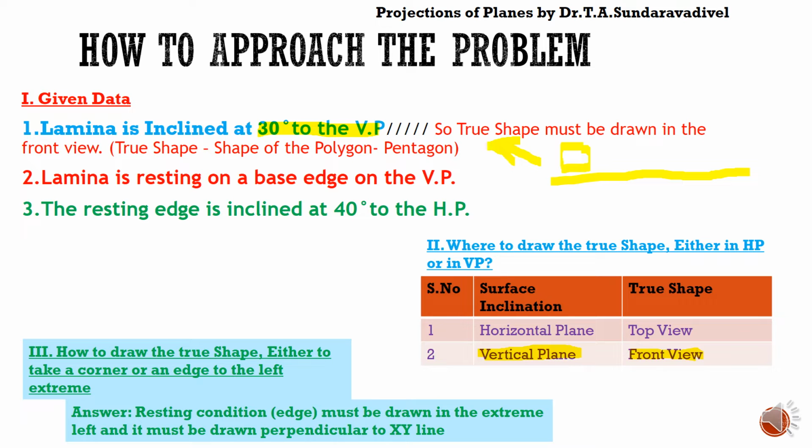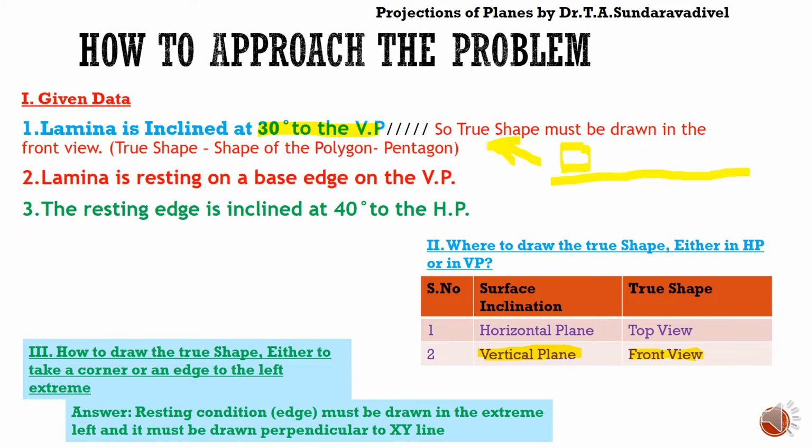So surface is inclined to VP. When the surface is inclined to VP, we have to draw the true shape in the front view. Where will the front view come? Front view will come above XY line. So we have to draw the true shape here.